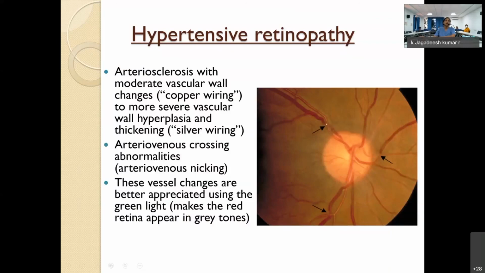You see that the arteries are sort of thickened. You have silver wiring or copper wiring. You have this kinking of the veins, where the veins have been kinked by the overlying artery. Again, you can see some arteriovenous crossing changes here as well. This would give an idea that the patient has some evidence of hypertensive retinopathy. This becomes especially important in pregnant females, when they look for the effect of PIH on the eye.